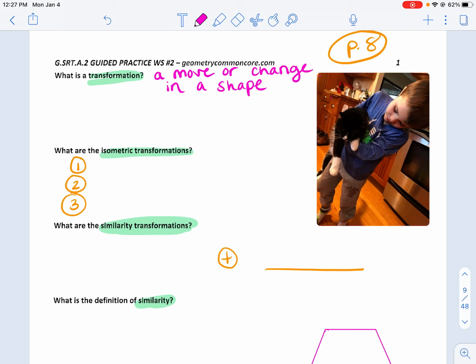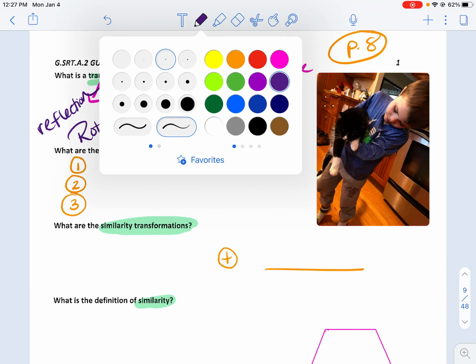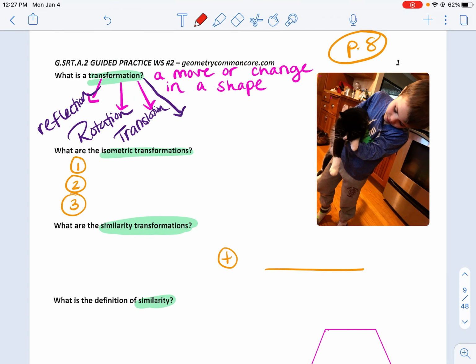We have 3 kinds of transformations we've already learned. Really, we've learned all 4, but we have our friend reflection, rotation, which is our big capital R, and we also had our translation. Then I'm going to put this one to the side here. He's a little special, and that's our dilation.